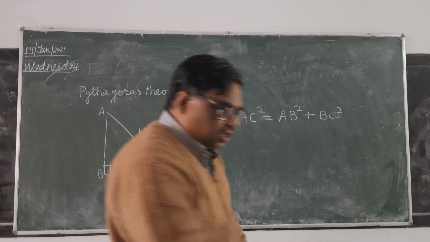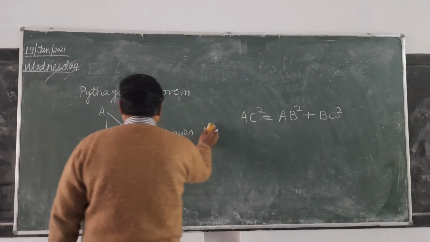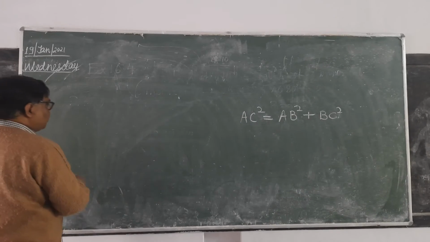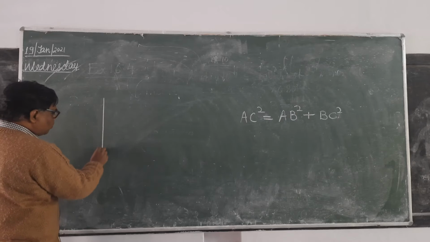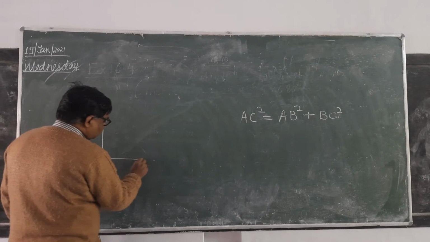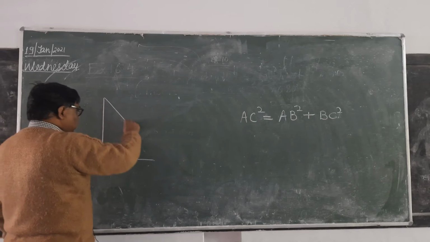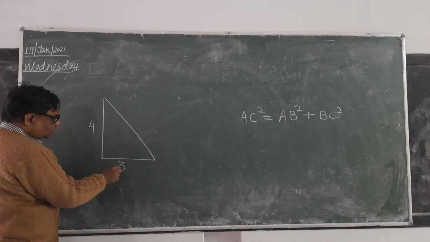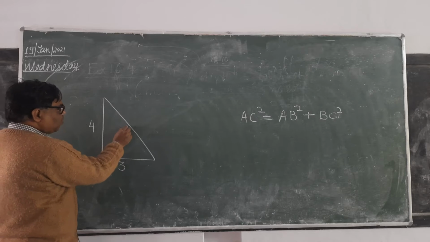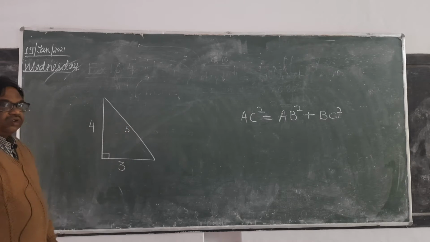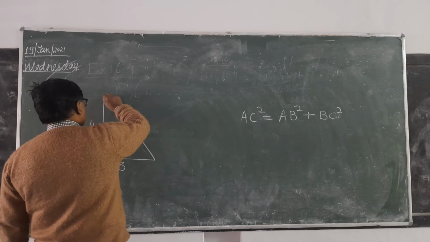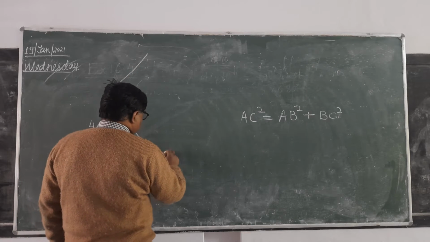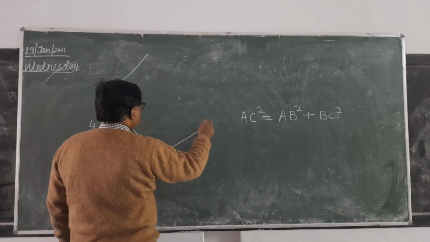Means how can you prove? Mathematical proving I will not tell, but geometrically you can prove this. You can make a right angle triangle whose one side is 4 centimeter, this side is 3 centimeter, and this side will be 5. Now you draw a square over this. What do you mean by square? Whose all the sides are equal. Each angle is equal to 90 degree.